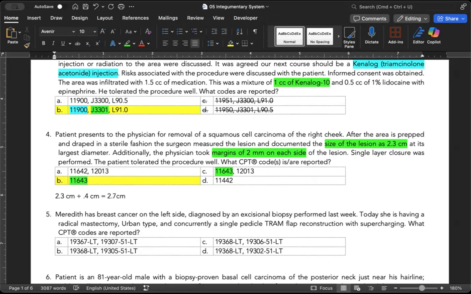Yep, when it's an intermediate or complex closure. So anything other than a simple closure can be reported. Simple closure is included. Anything else can be reported separately. Any questions on that one?